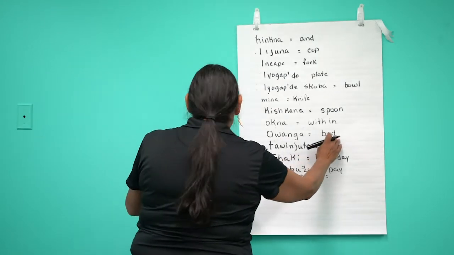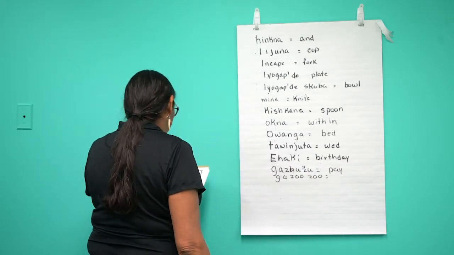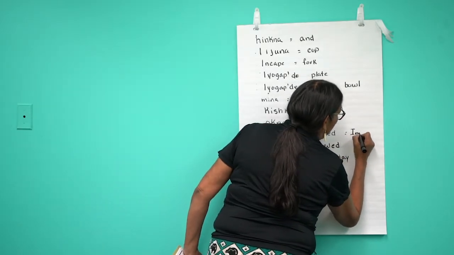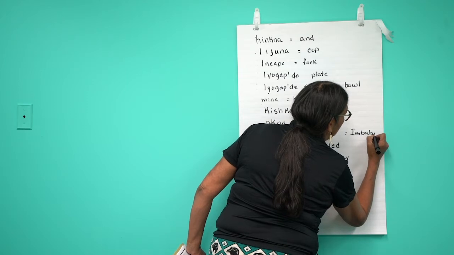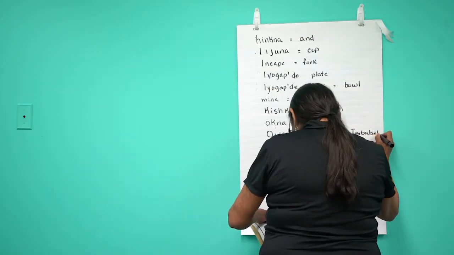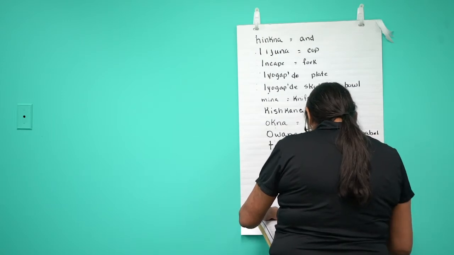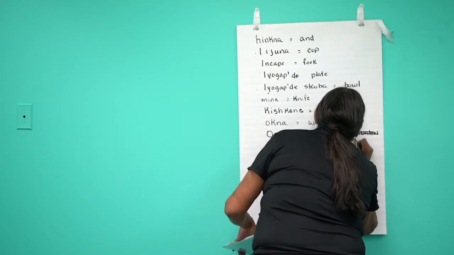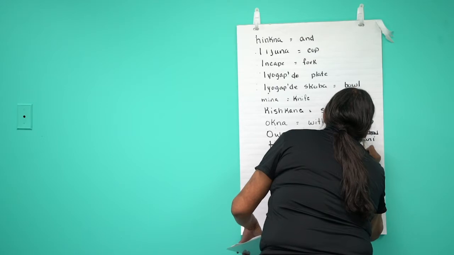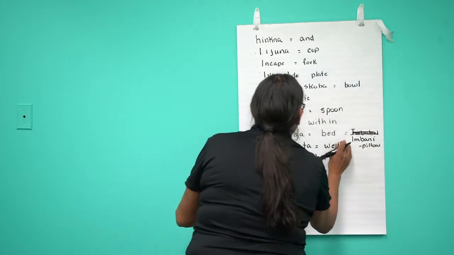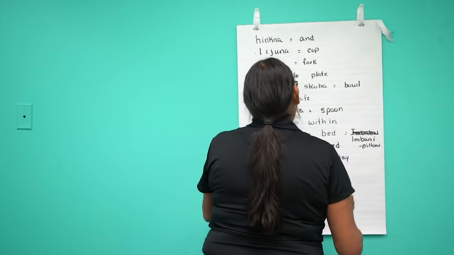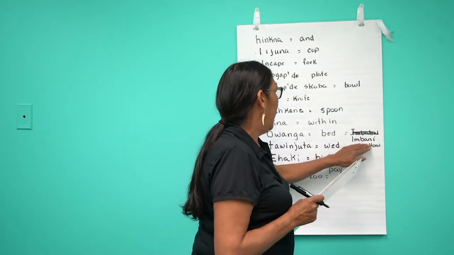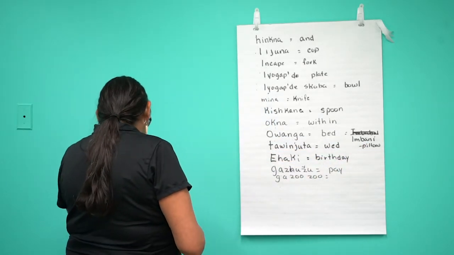Now, when you're laying in your bed, you always need an imbahi, and that is a pillow. Imbahi. Did I spell it right? Imbahi. And that is your pillow that you sleep on. Owangatang imbahi numbam noha. On my bed, I have two pillows. Owanga je imbahi numbam noha. On my bed, I have two pillows.